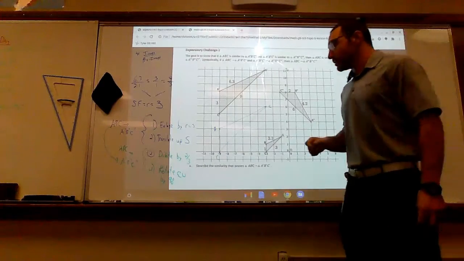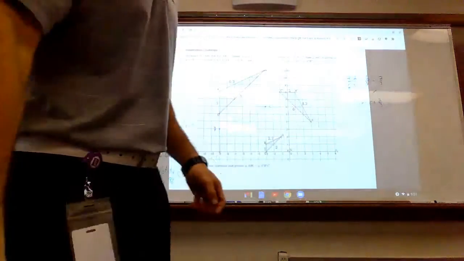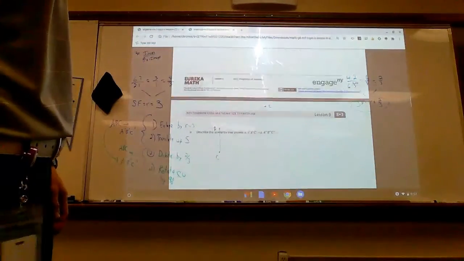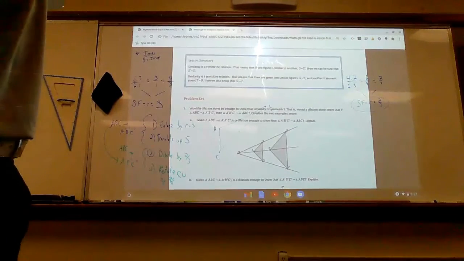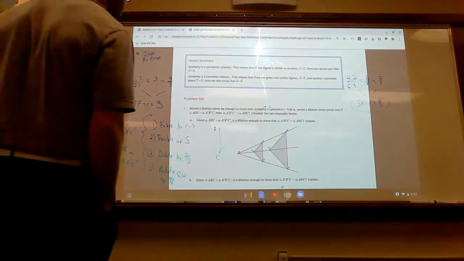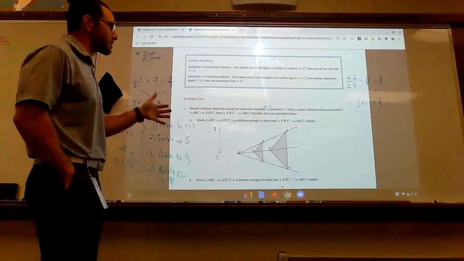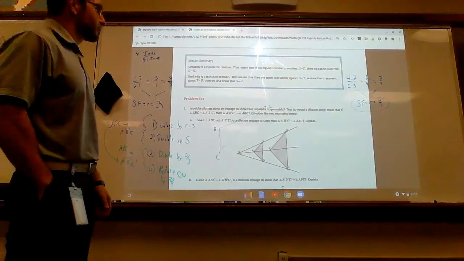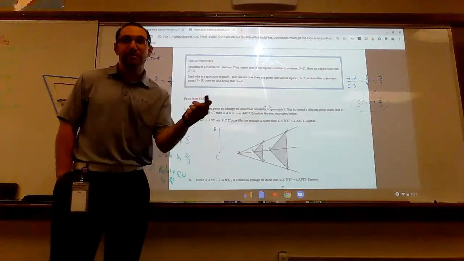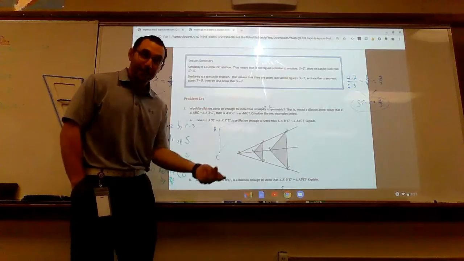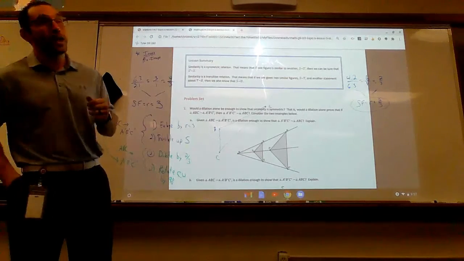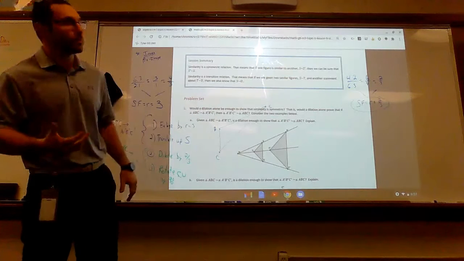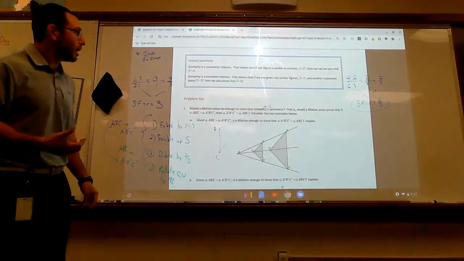Okay? So the lesson summary says a lot of big words that don't make sense. So similarity is a symmetric relation. That means that if one figure is similar to another, then we can be sure that it works the other direction. The transitive relation says that if ABC is similar to A prime, B prime, C prime, and A prime, B prime, C prime is similar to A double prime, B double prime, C double prime, then ABC is similar to A double prime, B double prime, C double prime.